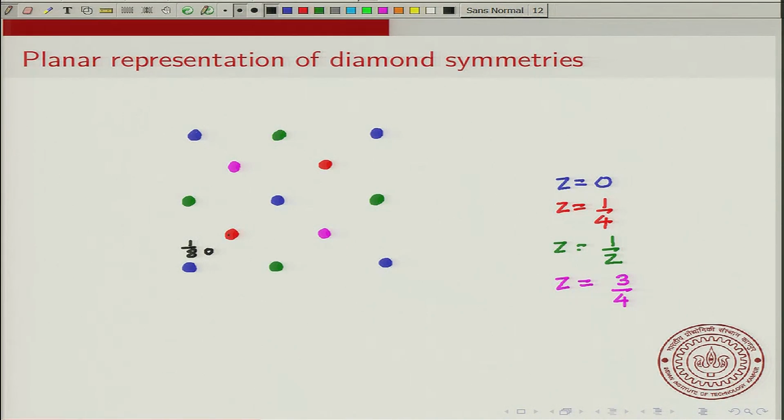Now, it takes a little bit more effort to see the other symmetries. Now, I'll show a location of a 4-fold screw axis. Let me use this color. So, there is a 4-fold screw axis that is located right here.